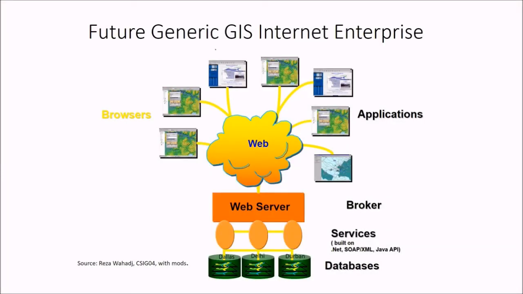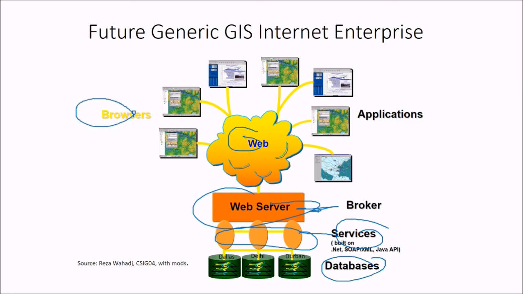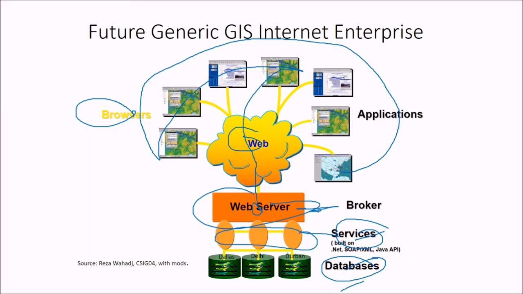The future, actually we have reached this future. The web server, or we can call it a broker. We have web services and these are the databases, and these are the browsers on the web. You can use various browsers and applications through the web, through web servers, services and databases. You can access the data in a distributed system like Dallas, Delhi, and Dublin. So this was a basic idea about GIS, why GIS, what it contains, and the players. Thank you so much. Take care.